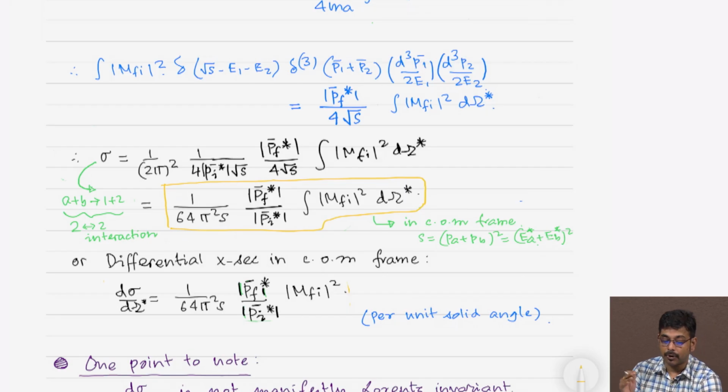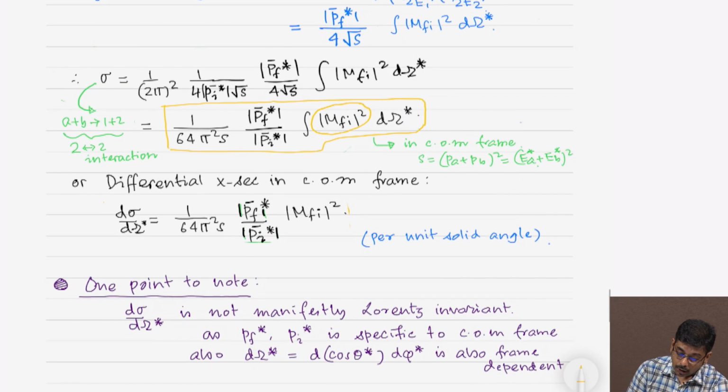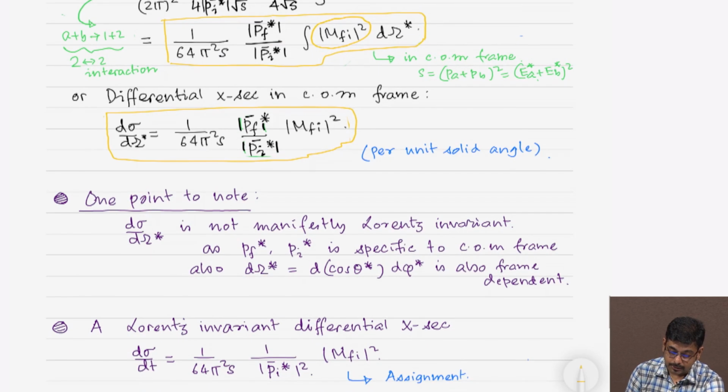So, this is a very famous formula for the scattering cross section in the center of mass frame. Once you can evaluate this |M_fi|² from your fundamental theory, then you are able to calculate the cross section for a 2 going to 2 process in the center of mass frame. You can also do the differential cross section in the center of mass frame. This simply comes out to be dσ/dΩ*, equal to 1 by 64π²s, |p_f*| by |p_i*| into |M_fi|².